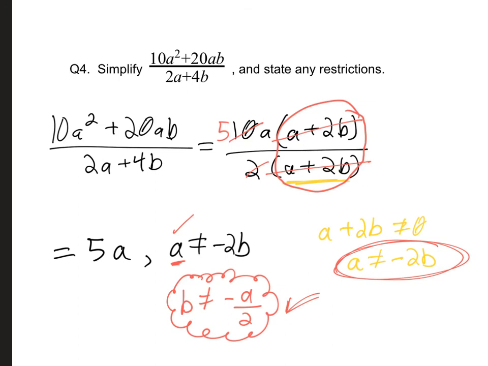Okay, so that's an overview of simplifying rational expressions and listing their restrictions.